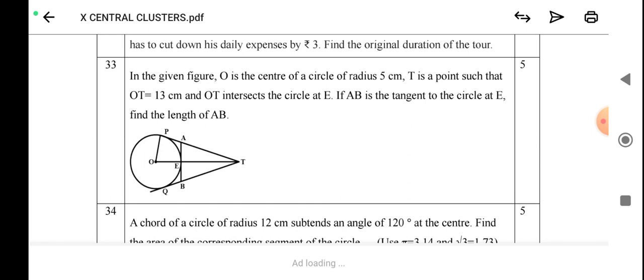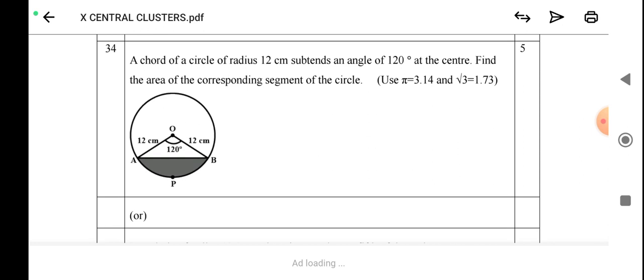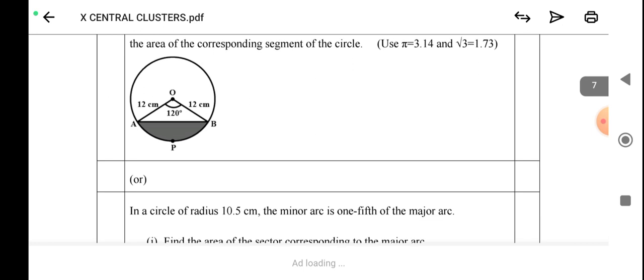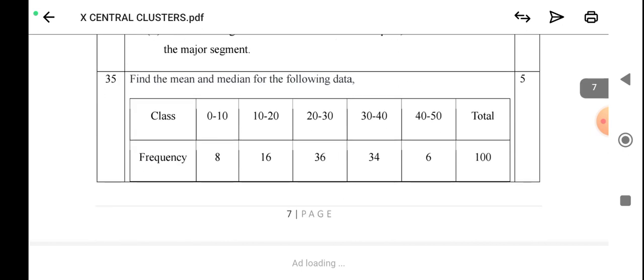33rd, children, circles. Go through. 34th on areas related to circles. 120-degree. Think and tell how to do that. Then either type: area of a sector and area of a triangle in the minor sector. Area of major segment also they asked. Minor arc is 1/5 of major arc given. 35th question, only mean and median. That you have done enough, they are saying.